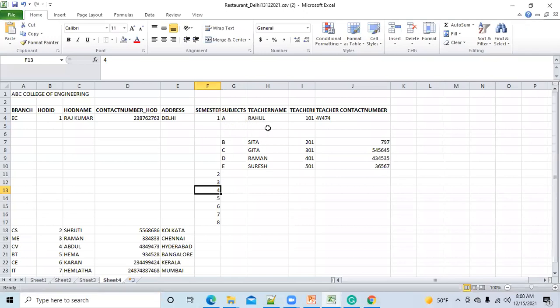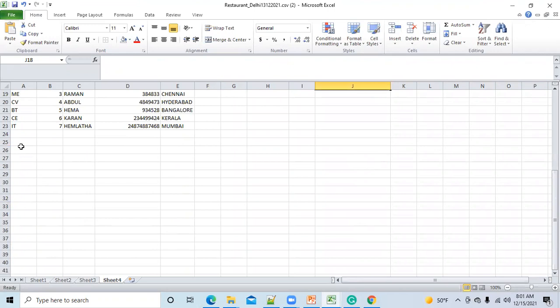Then I have to add the student's name. Okay, then I'll make a column, the student ID. Then the student contact number, gender, student contact number, then location, then marks scored. Correct? This will be very hectic.